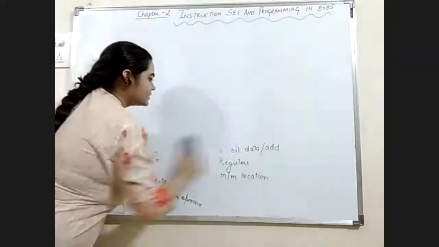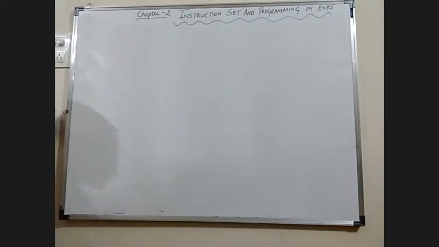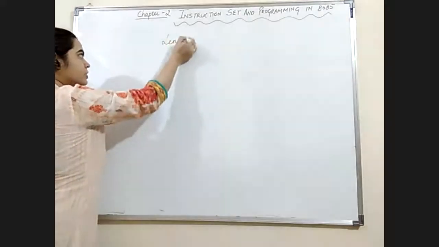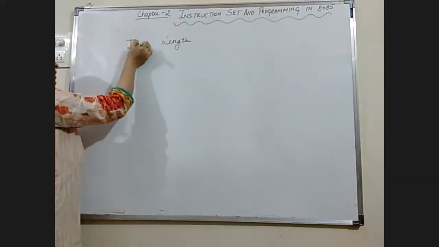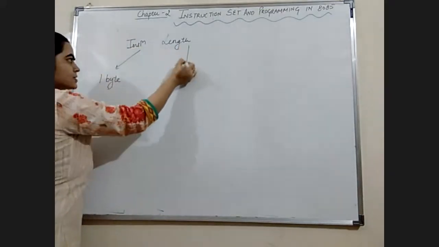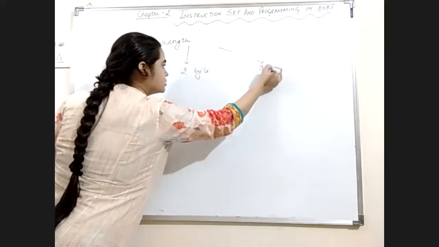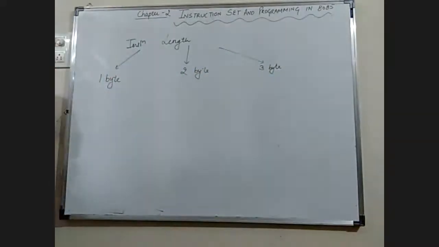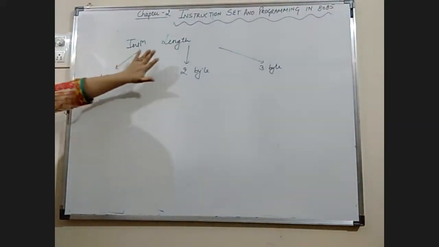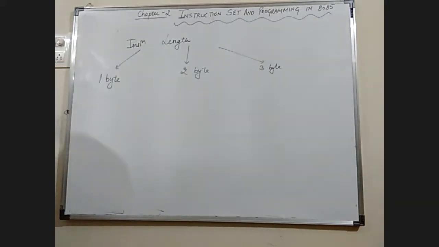So the word size of the instructions we can divide according to their length. Okay, so according to the length of the instruction we have 3 different types. First type is 1 byte instructions, second is 2 byte instructions, and third one is the 3 byte instruction. So in 8085 all the instructions are categorized into 3 parts according to the length of the instruction: 1 byte, 2 byte, as well as the 3 byte instruction.